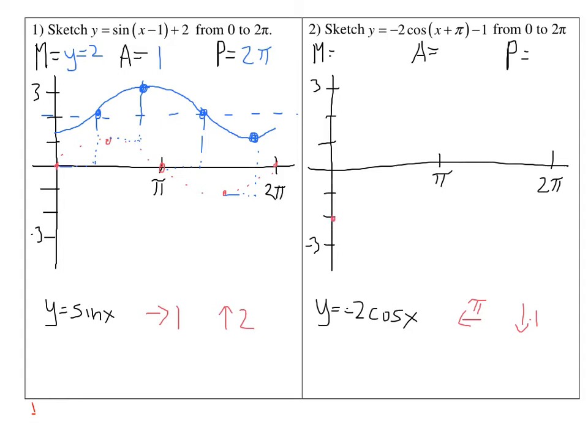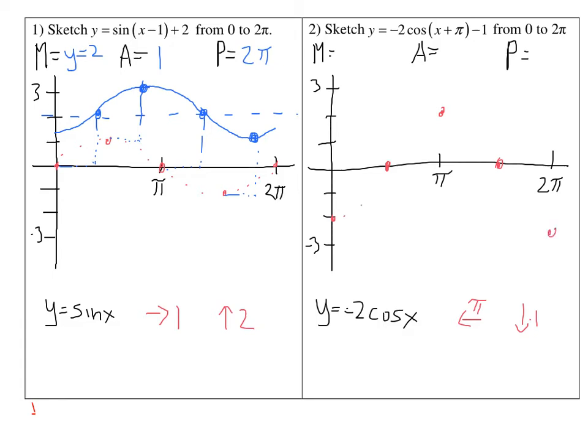Normal cosine would start at positive 1, but this is flipped and stretched. So we're starting at negative 2. Cosine always hits right there and right there. And this is stretched up to positive 2 and down to negative 2.